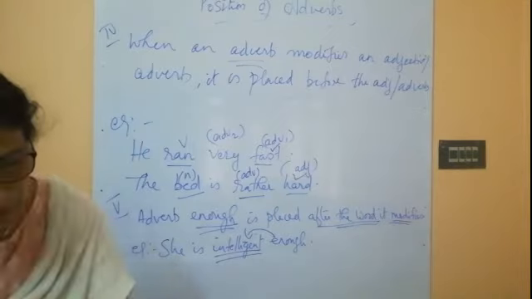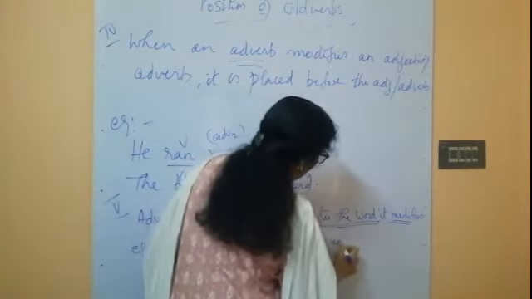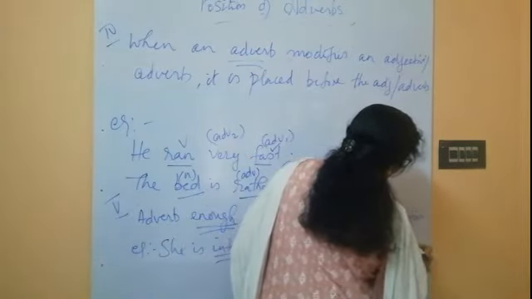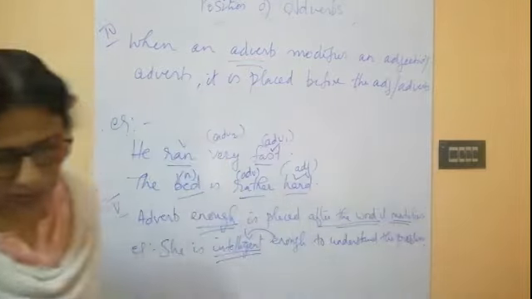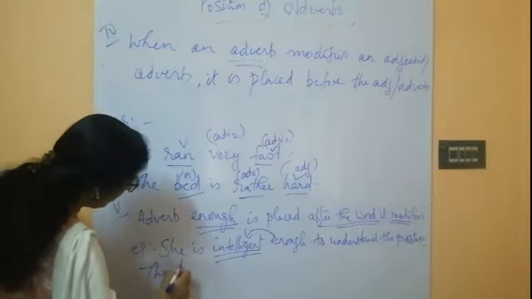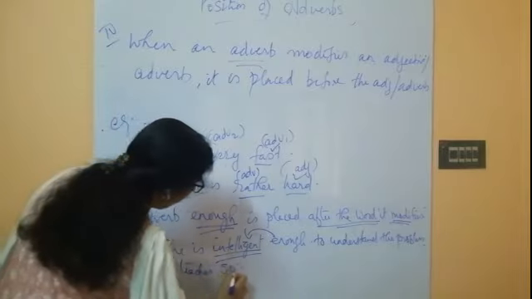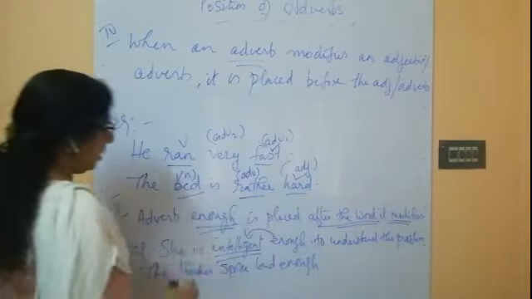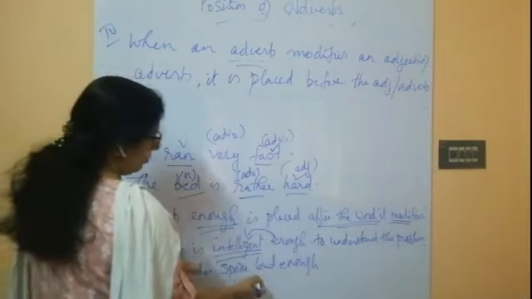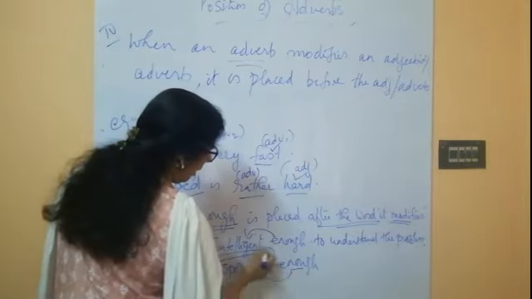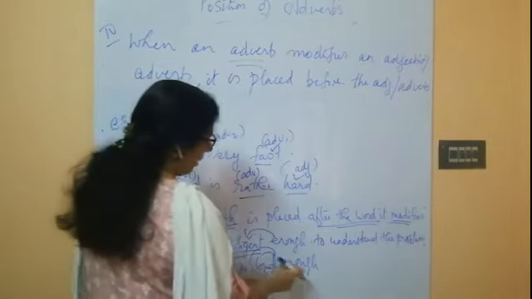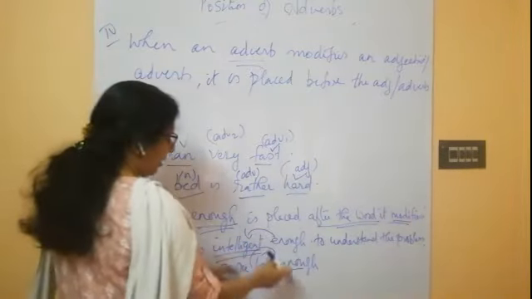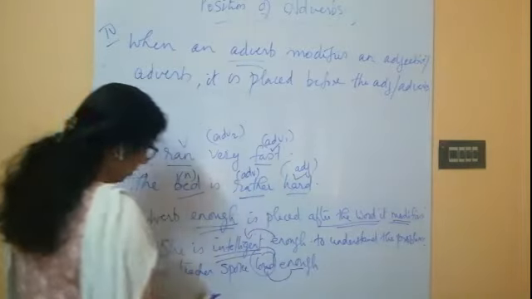Okay, so: enough to understand the problem. And another example: the teacher spoke loud enough. So this enough is placed after the word it modifies. Enough is modifying the word loud, so that is why it is placed after the word. Here enough is modifying the word intelligent. Intelligent enough means very intelligent. Loud enough means very loud. Okay, that is the meaning of that.